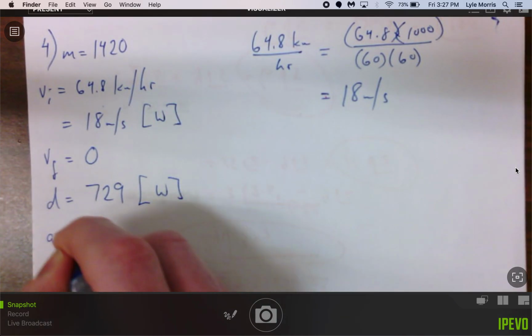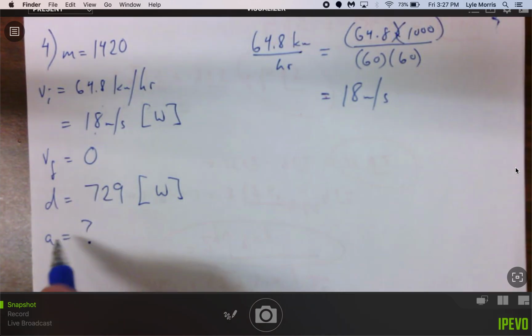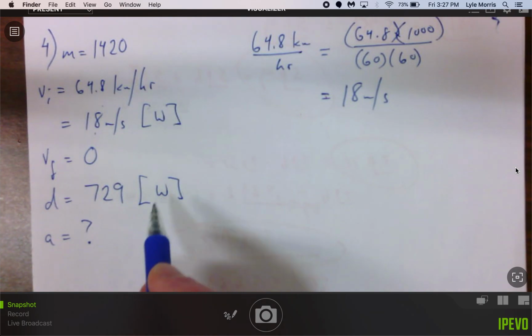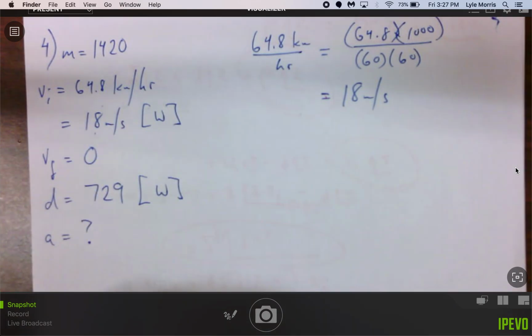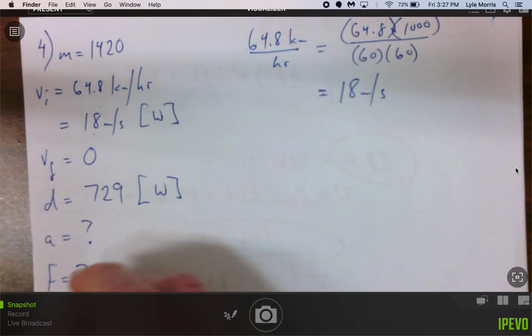Except, we're going to have to find acceleration. Except, look at this. It's starting at 18, ends at 0. That means acceleration is going to be negative, which means it's going to be east. Something to be aware of. Okay? This question's probably going to tell us something else. Calculate the net force. So we've got to figure out what force is.